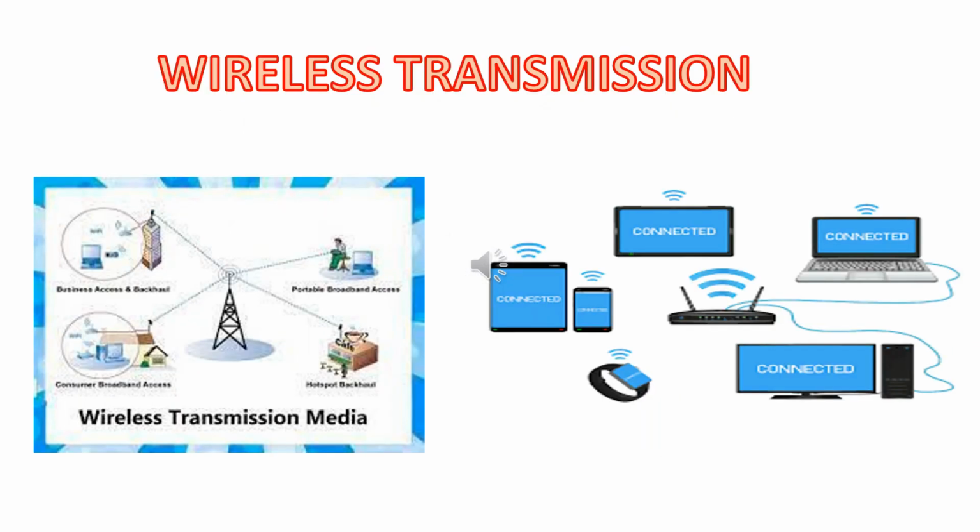In the case of wireless transmission, the communicating devices are not connected through wires. The signal from the transmitting device travels through the air in the form of electromagnetic waves to reach the receiving device. For example, radio waves, microwave in the case of communication satellites.